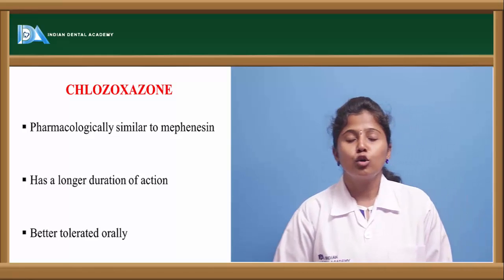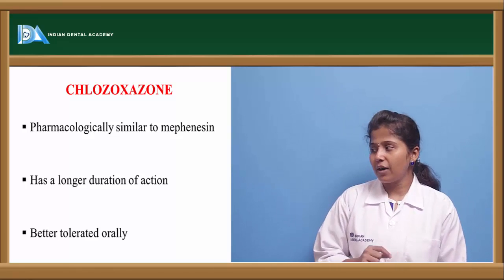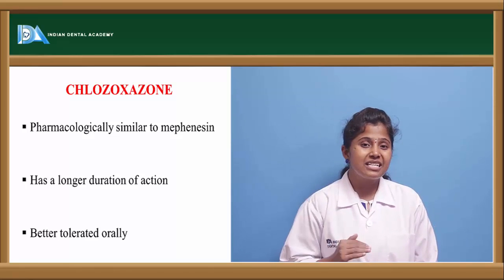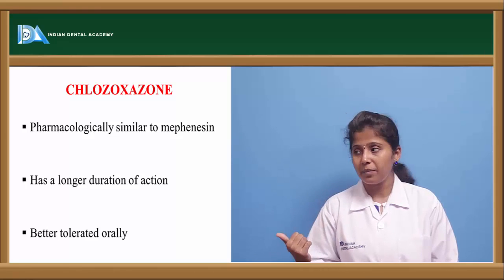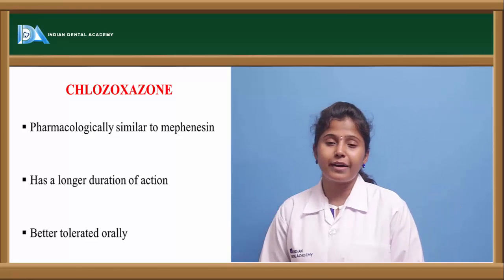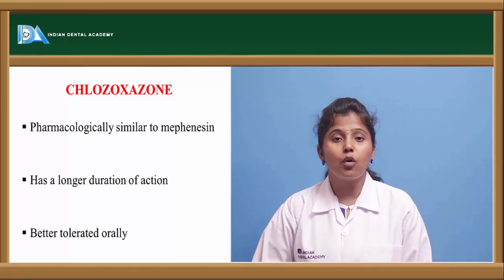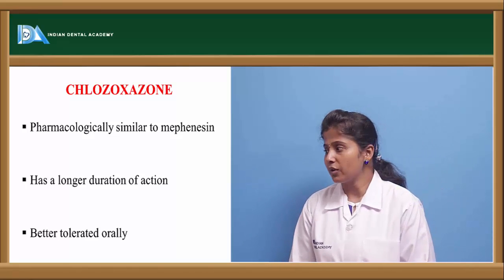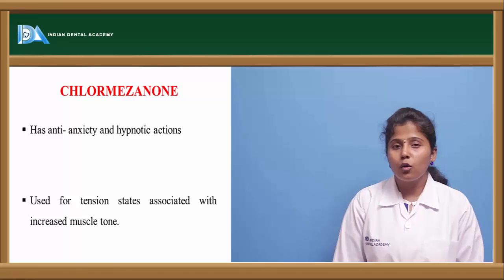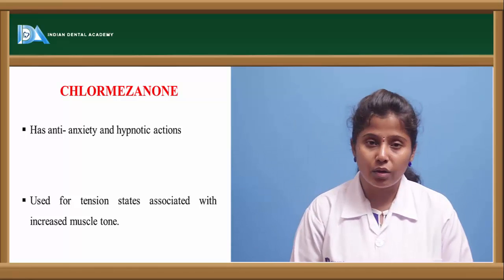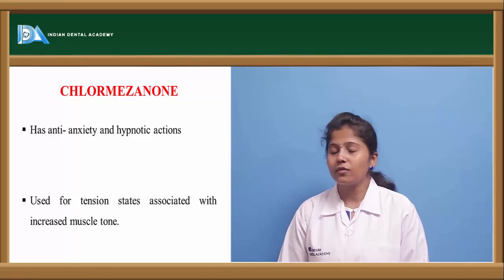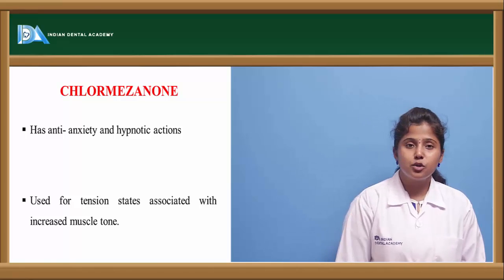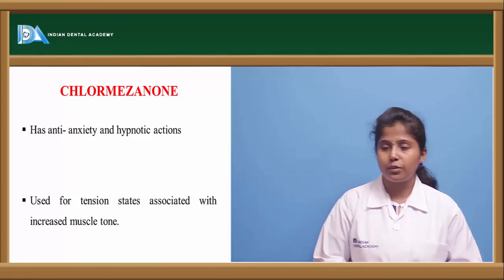The other drug is chlorzoxazone. So chlorzoxazone is pharmacologically similar to mephenesin. As these are all analogues of mephenesin, they exert similar pharmacological actions, and it has a longer duration of action, and if we take it orally, it is better tolerated. It is more preferable orally when compared to other routes of administration. The other drug is chlormezanone. So this is a mephenesin analog which has both anti-anxiety and hypnotic actions, and it is used for the tension states associated with increased muscular tone.